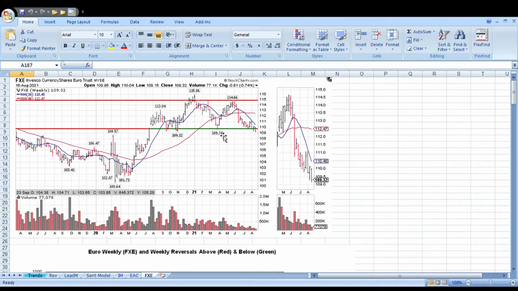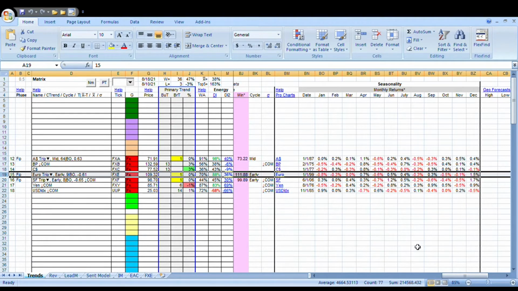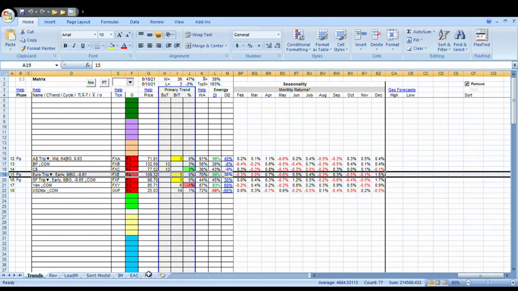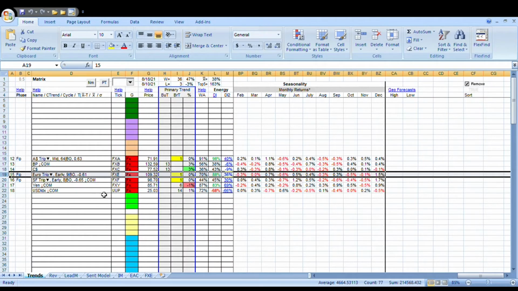What I would suggest subscribers doing is going into the coil, clicking this link in the geo forecast portion of your own matrix, and you're going to find out where the price targets are going to be, and they're probably going to be a break of these lows. But we have to find out whether or not this is valid. For this to be valid, you have to have the primary trend flip down.